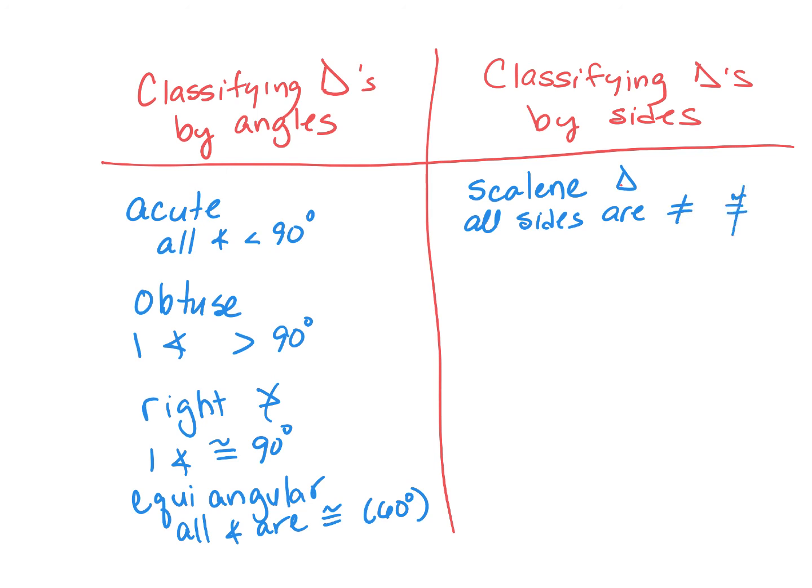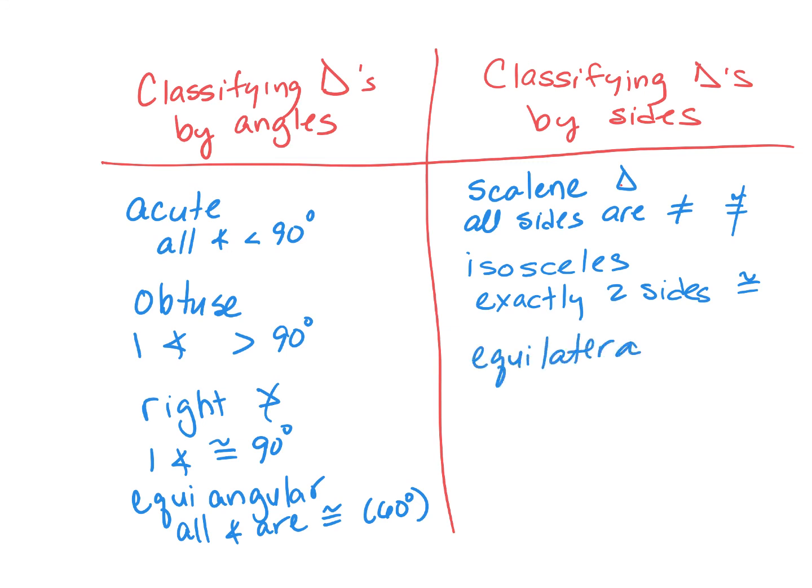What if two sides are equal? So an isosceles triangle has exactly two sides congruent. The third one is equilateral. Lateral meaning sides, has all sides congruent.